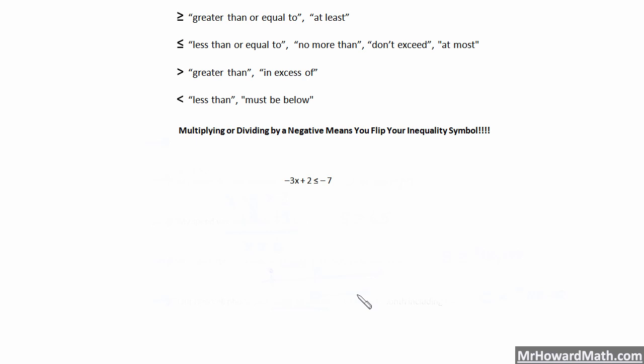Now we've got another inequality here, and this one we will have to apply the rule that when multiplying or dividing by a negative, you have to flip your inequality symbol. So let's get started here. Let's write this out. Negative 3x plus 2 is less than or equal to negative 7. The first thing we're going to do, same as if this was an equation with an equal sign, same rules, is subtract 2 from both sides. This will strike out, bring everything down. We have negative 3x is less than or equal to negative 7 minus 2, which is negative 9.